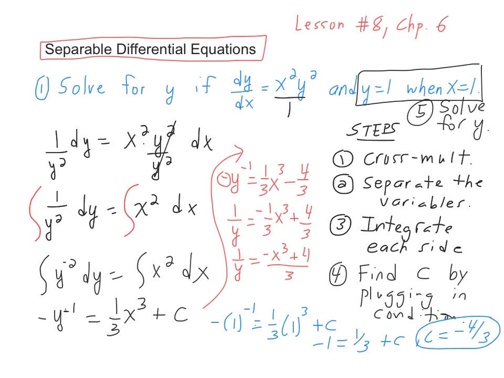My final answer here, I don't want 1 over y, I want just regular y. So my final answer here, if I want to get y alone, sure, you can cross multiply, or you could just flip each side, right? Just take the reciprocal of each side. So you would have 3 over, and instead of writing negative x squared plus 4, I could write 4 minus x cubed. Did I say x squared? X cubed I meant. So this is our final answer. Again, if it's multiple choice, you're likely to see it in this form.